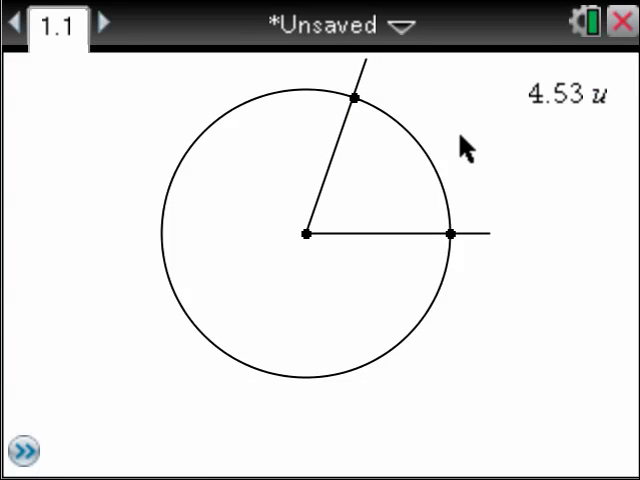Now what this method involves is graphing an arc or constructing an arc between these 2 points. That way when it goes past the pi radians or the 180 degrees, the arc measure still increases, and we can use the relationship between the arc measure and the radius of the circle to determine the angle.